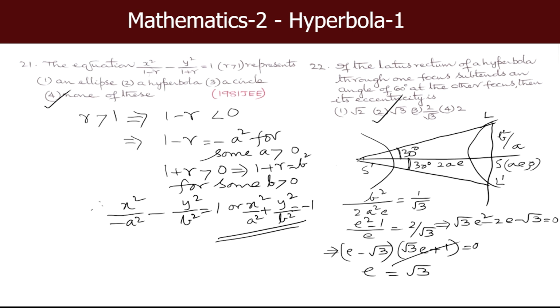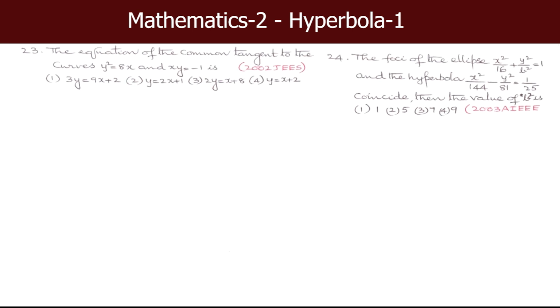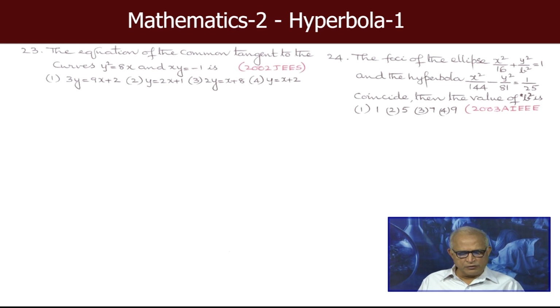Okay, next. The equation of the common tangent to the curves y square equal to 8x and xy equal to minus 1 is. What is the equation of the common tangent to both the curves? Y square equal to 8x and xy equal to minus 1.